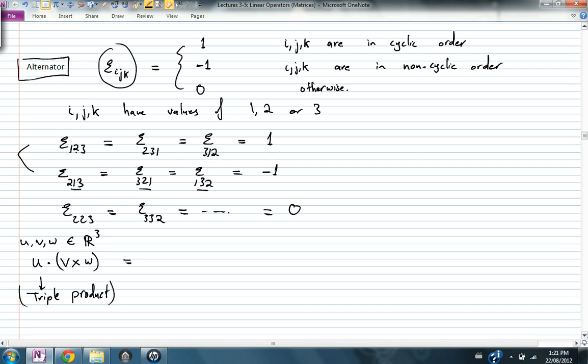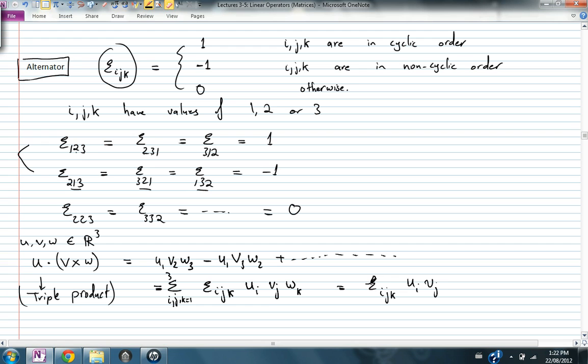The triple product, which is equal to u1 v2 w3 minus u1 v3 w2 plus, and so on, I could simply write it using the alternator in this form: epsilon_ijk u_i v_j w_k, and of course the summation is implied over i, j, and k from 1 to 3, which is basically using the summation convention: epsilon_ijk u_i v_j w_k.